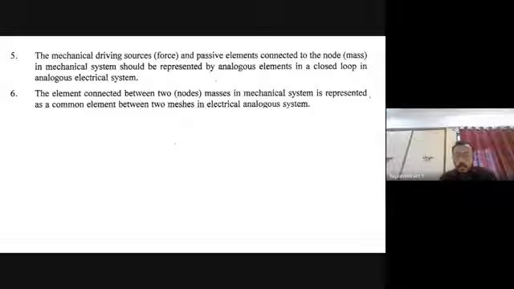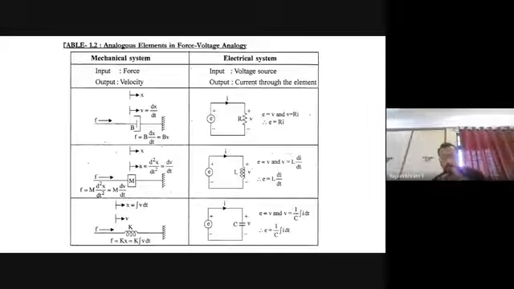Yes. So next, please go through it very fast. It's very simple. The first one, analogous elements in force voltage analogy. So you already studied this. Mechanical system, what is the input? It is a force. Output is velocity. In an electrical system, input is voltage source.